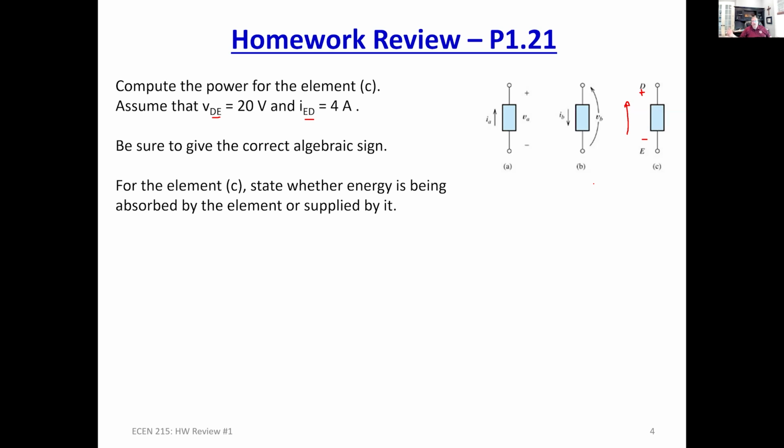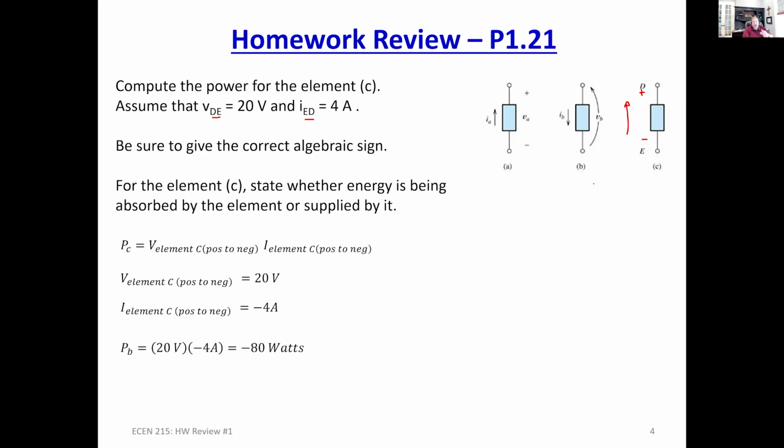So we have the voltage from D to E, which we're going to assume is positive. We just take D as the positive terminal, and as such, it's just 20 volts. But since the current from E to D was 4 amps, then D to E would be minus 4 amps from positive to negative, and hence we have minus 80 watts. This one here, the power is being supplied.